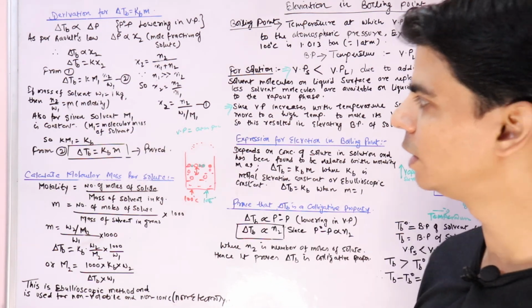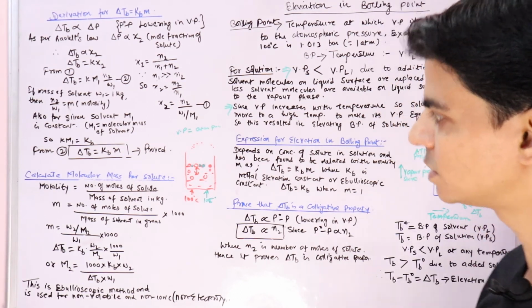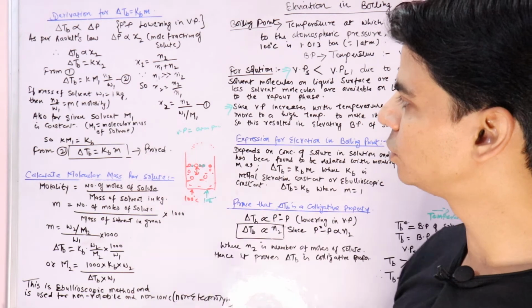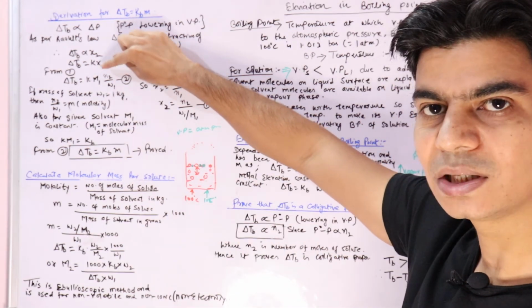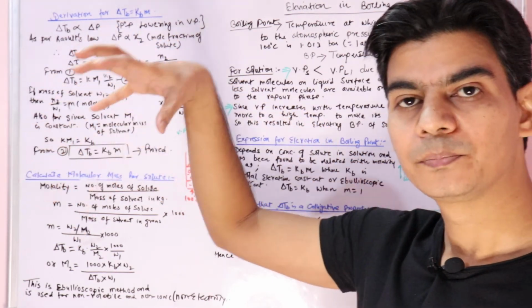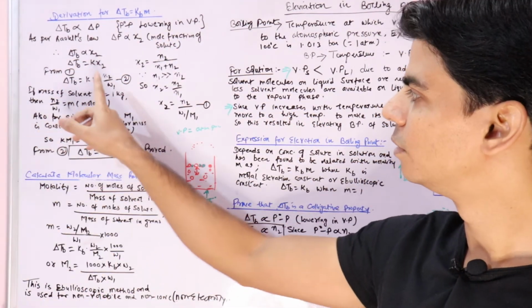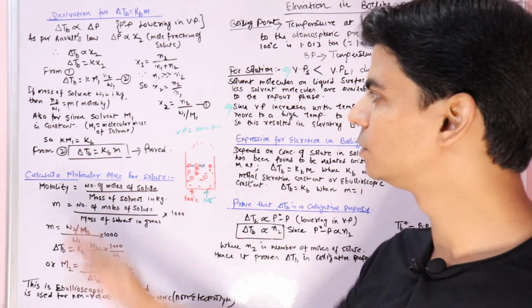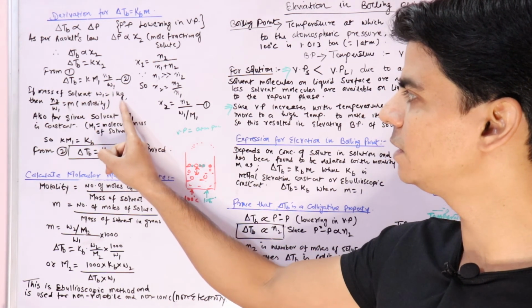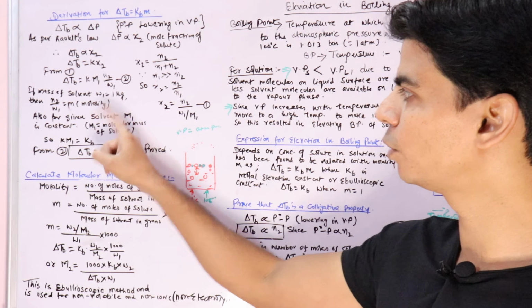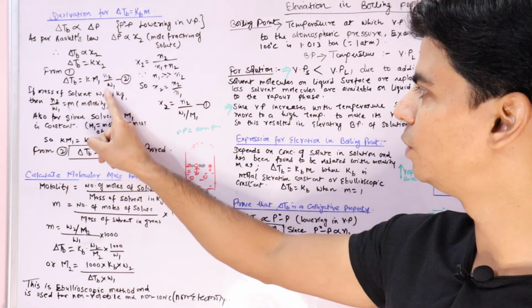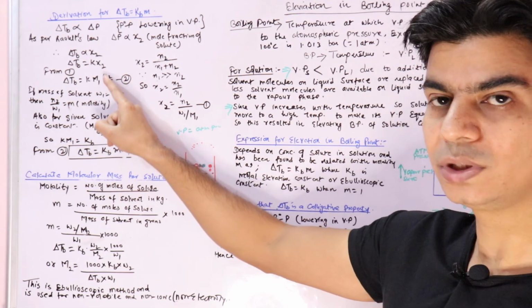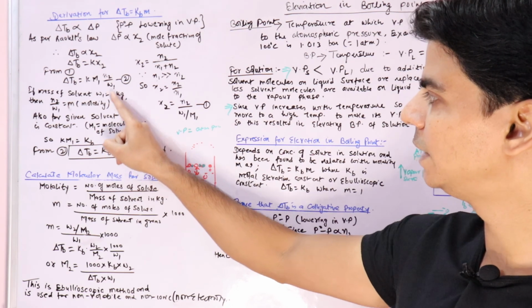And N2 upon W1 is your molality. What is molality? I repeat, molality is the number of moles of solute, which is N2, per kg of solvent. This W1 is the mass of solvent. So if W1 is equal to 1 kg, then N2 upon W1 is nothing but molality, right? So if W1 is 1 kg, then N2 is the number of moles of solute per kg of solvent.